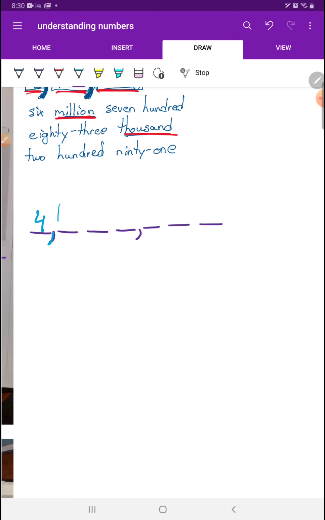820,000. Okay, we know that this is our 1,000 comma. So 820. See that? 820,000. And then we'll finish up with 42. Ooh, how do we do 42?